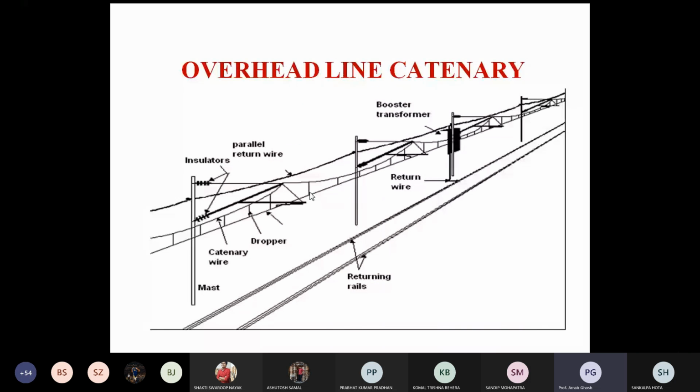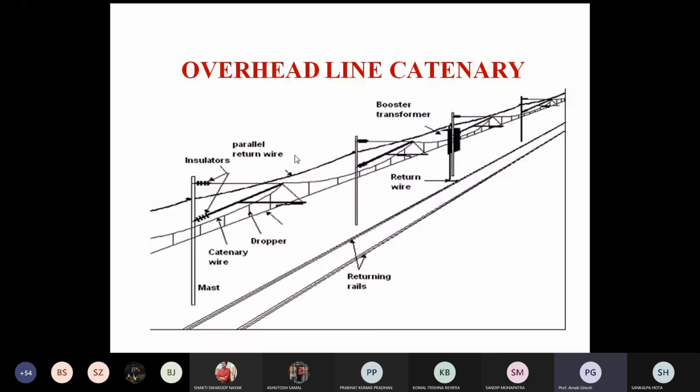And in between the connections of your catenary wire and the contact wire, who will take care of it? The dropper. The dropper is holding the catenary wire with your contact wire. Another purpose of the droppers is to provide the electricity from your catenary wire to the contact wire.